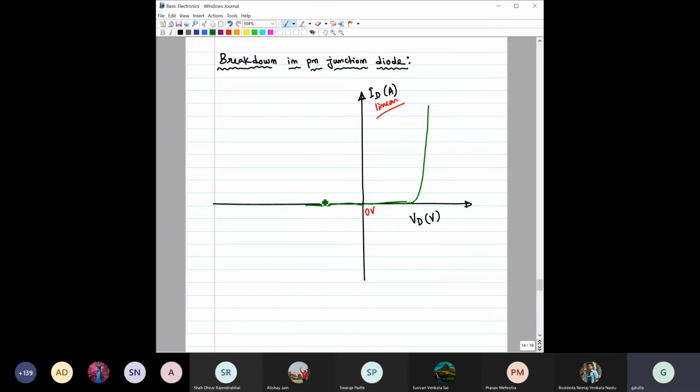And we know that this current would now be constant, equal to minus Is. Can you hear me? Yes, sir. Okay. So this current is Is.